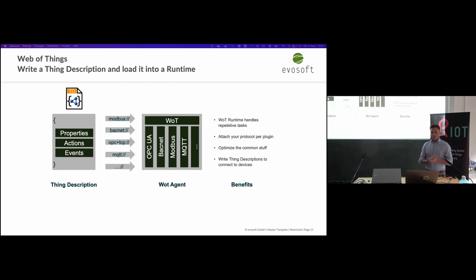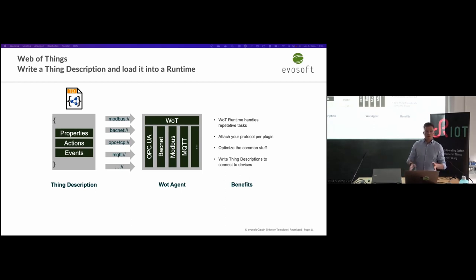It could also be a gateway, because it could abstract these protocols away from us and create another, more formalized way of accessing the data. But the important part is we need some kind of runtime in that case to interpret the thing description. There is also one block out there that is specified by the W3C that is called Scripting API, which formalizes the functions that you can do on a thing description.